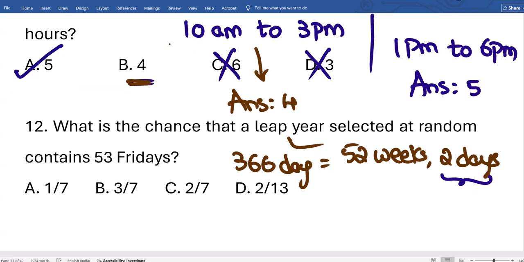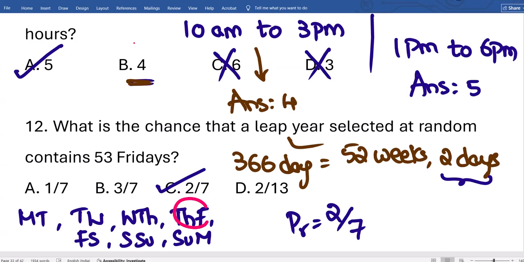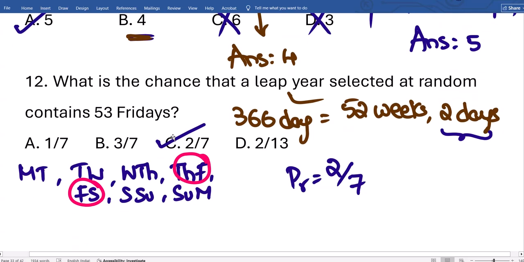That's two chances, 2 out of 7. But to be precise, what is that 7? The 2 extra days are consecutive: Monday, Tuesday; Tuesday, Wednesday; Wednesday, Thursday; Thursday, Friday; Friday, Saturday; Saturday, Sunday; Sunday, Monday. Among these, your favorable cases are these two, where Friday is the first day or the second day. You have already 52 Fridays, but you want 53, so one extra Friday is required. That's only two chances out of 7 possibilities. So 2 out of 7 is the answer. This is a probability question linked with calendars.